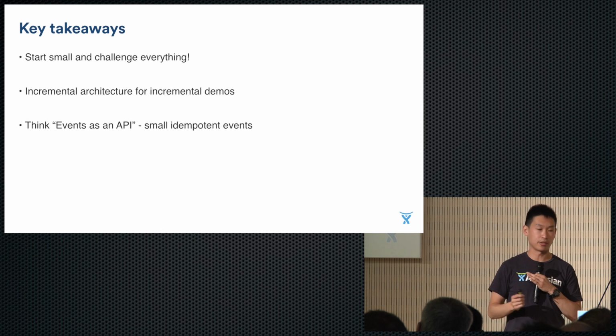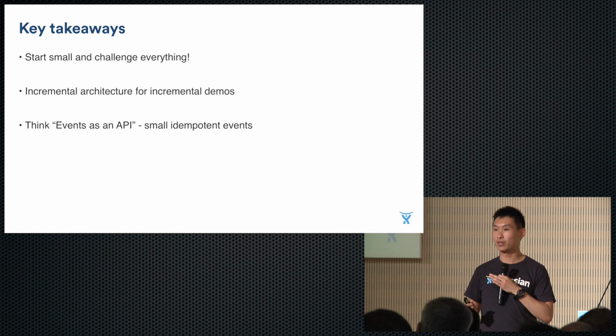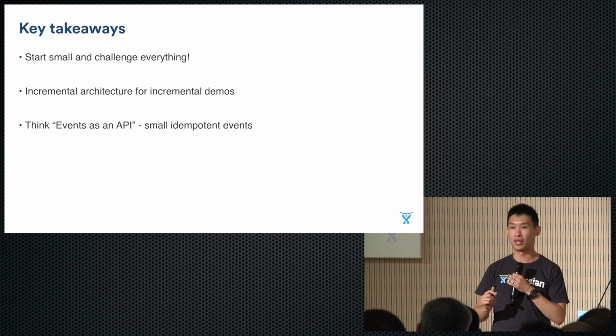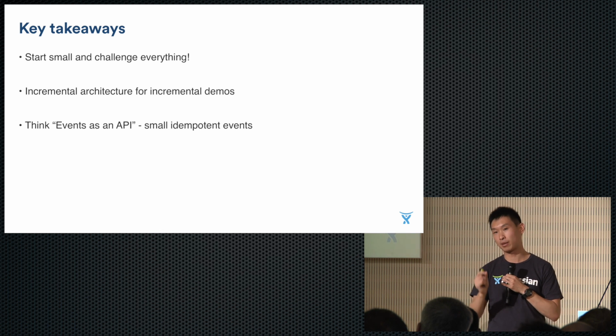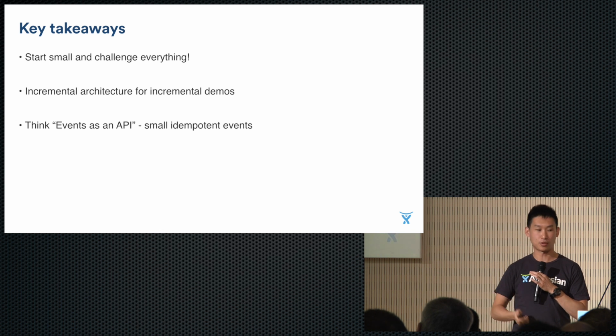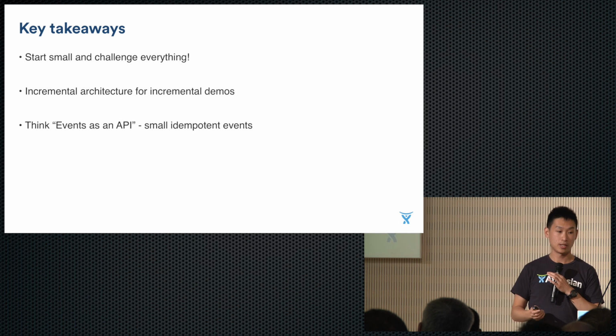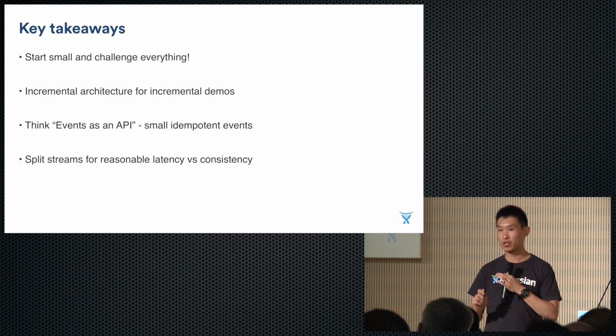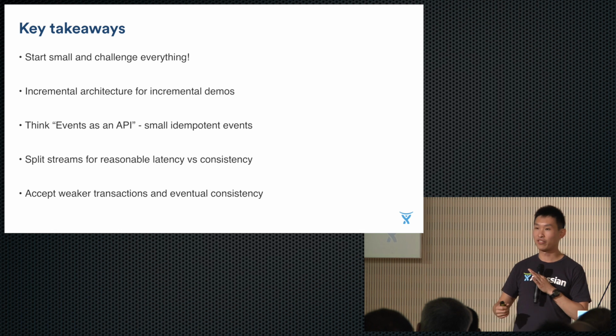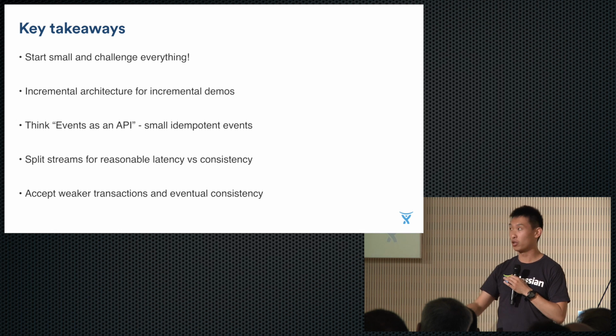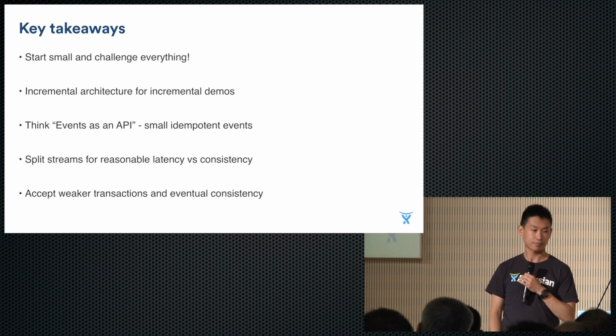In terms of design, there are three key takeaways. Firstly, think of events as an API: small, identified events, with really small payloads, as small as you can. Secondly, event streams: split streams as much as possible. Don't be suckered into thinking everything in one single event stream means transactions. Don't get sucked into that. In general, because we're moving to this whole distributed system world, we really need to start looking at weaker transactions and eventual consistency. We just need to get comfortable with it.